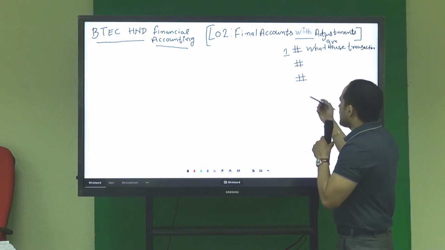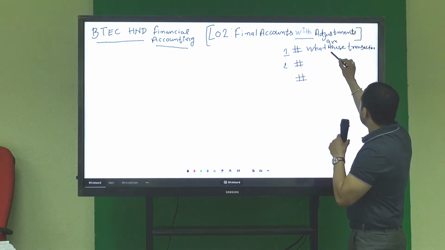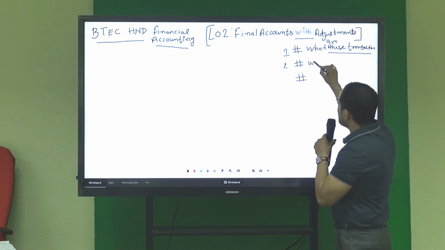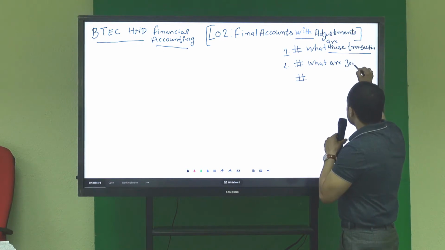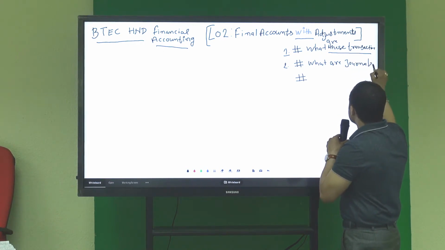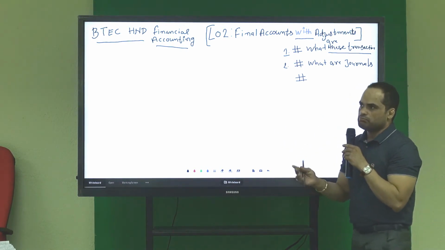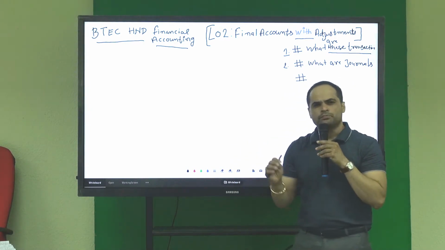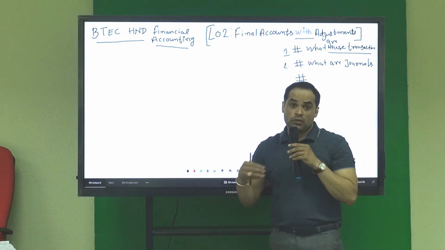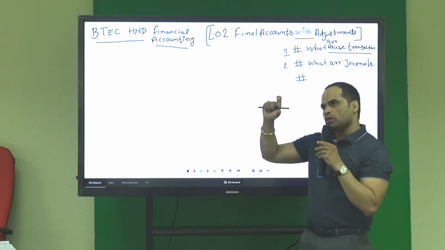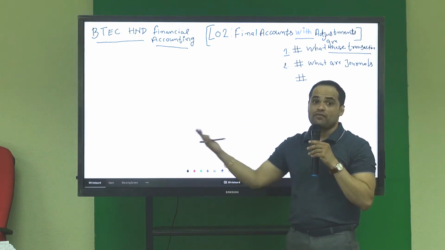And in the second point, for all these kinds of transactions, what are the journal entries? Whatever transactions we have, I think we have around 9 to 10 transactions or adjustments that we make when we are preparing final accounts. So I'm going to show you all the journal entries for those 10 transactions. That means, of course, you have 10 journal entries.